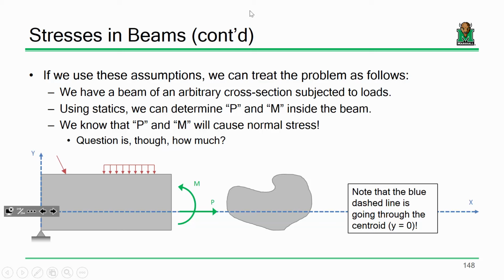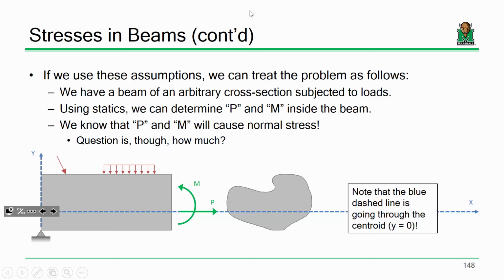Now, we're going to treat the problem as follows using those assumptions. I've got here a beam that's being supported, subjected to some loads, and if I cut a section and look at it, it's got some arbitrary shape. It could be an I-beam, it could be an angle, whatever. I've got this coordinate system, X and Y. I've got the Y-axis at the very beginning of the beam. I've got the X-axis going right through the centroid.